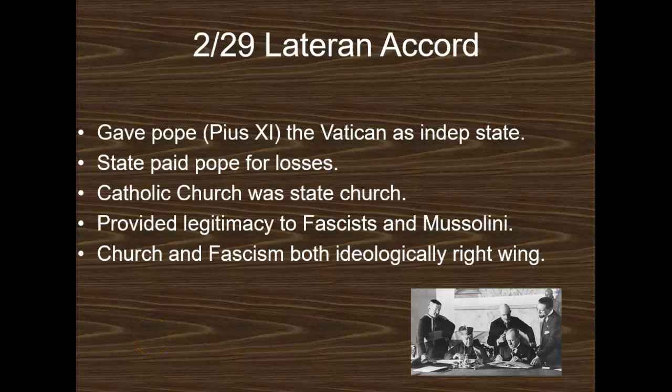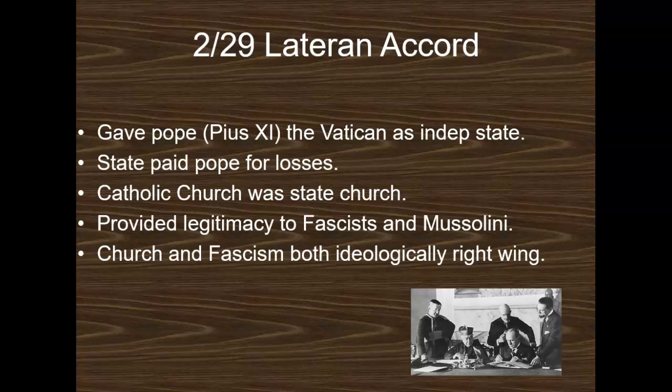Well, there was a kind of agreement that was made in February of 1929 called the Lateran Accord, or once again, it's a concordat with the papacy, very much like the one that Napoleon had with the papacy back in his time. This gives Pius XI, or the Pope, the Vatican as an independent state within Rome. The Italian state then paid the Pope, or paid the Catholic Church, for the losses of land that occurred during Italian unification. It also made the Catholic Church the official state church of fascist Italy.